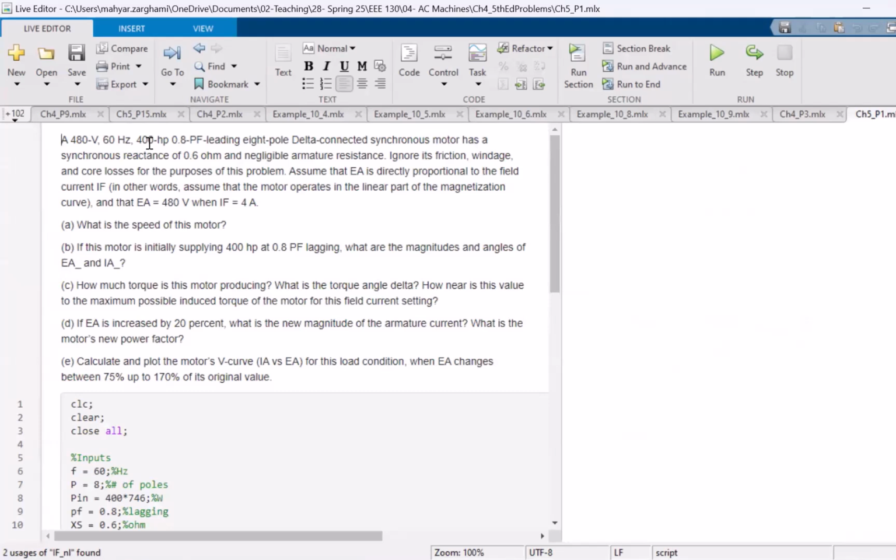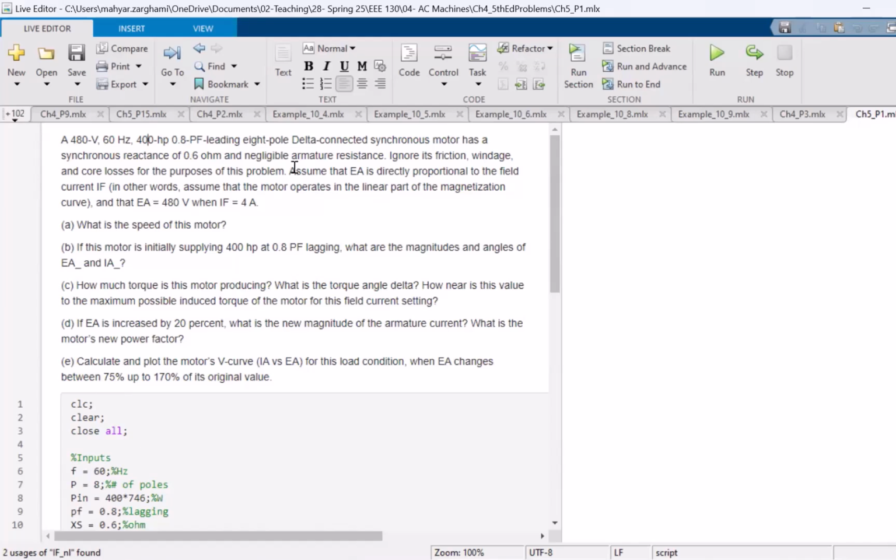So you'll have a 480 volt, 60 hertz, 400 horsepower, 0.8 power factor leading, 8-pole, delta-connected synchronous motor, which has a synchronous reactance of 0.6, negligible armature resistance, ignoring the friction, windage, and core losses.